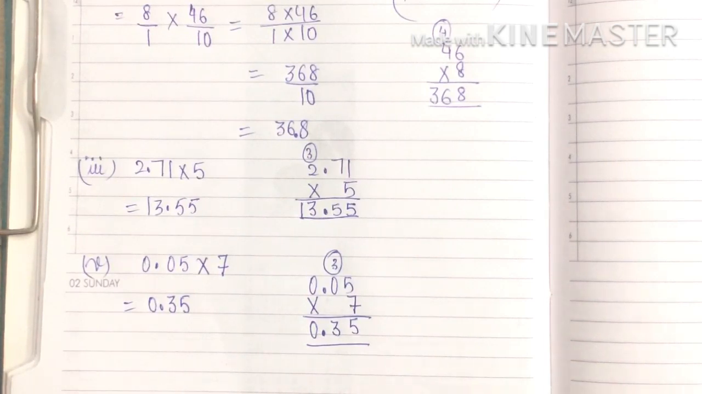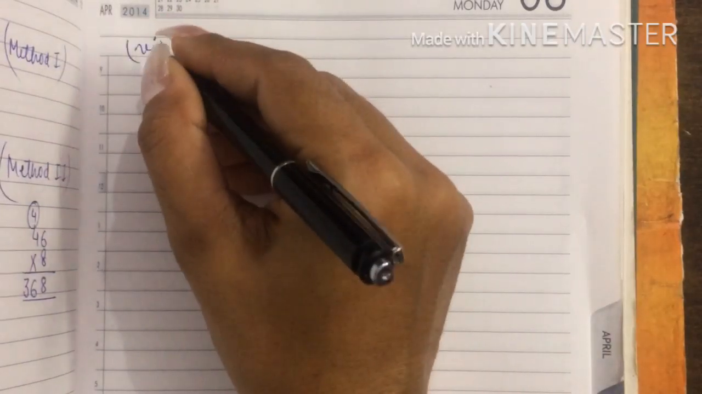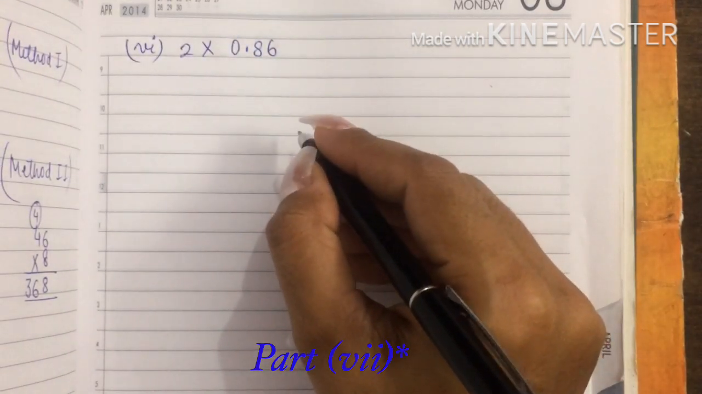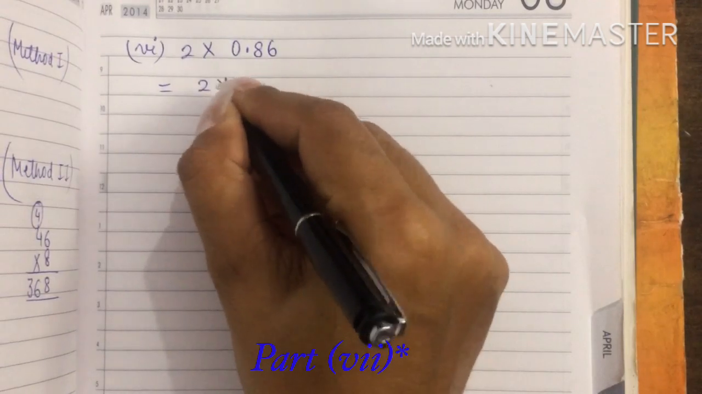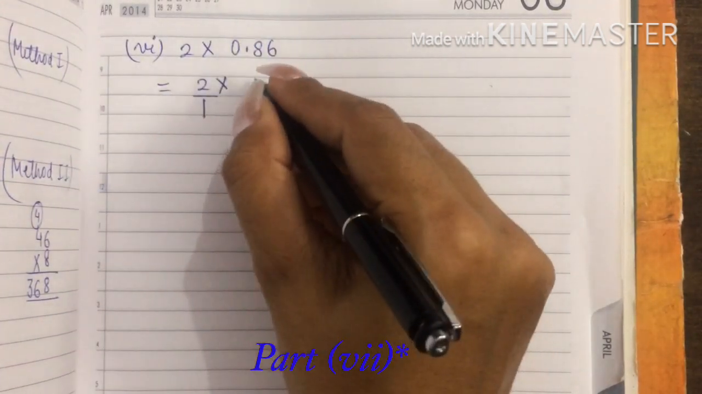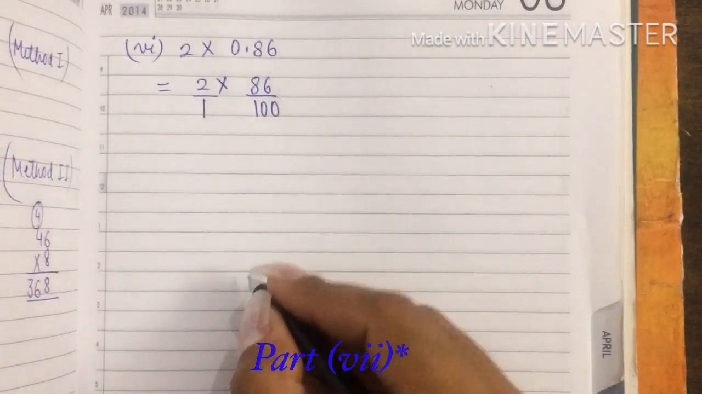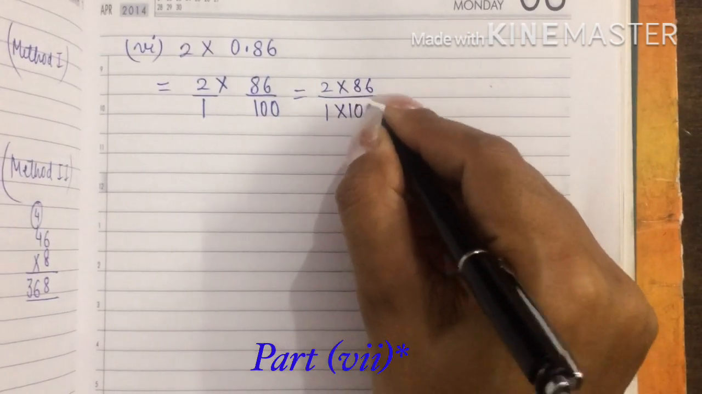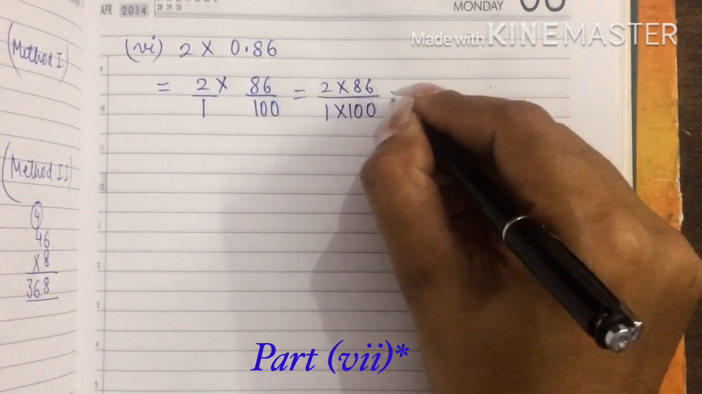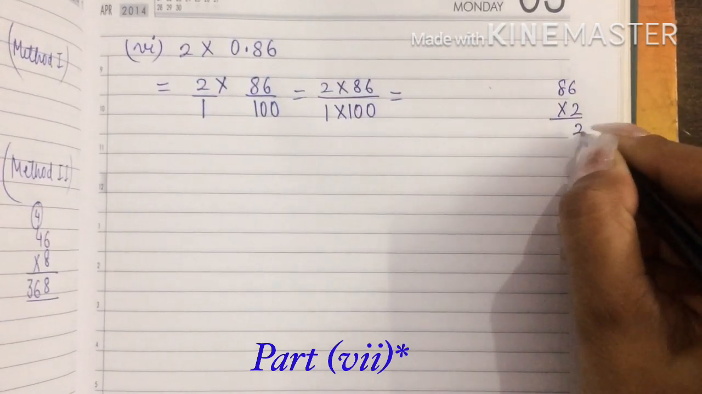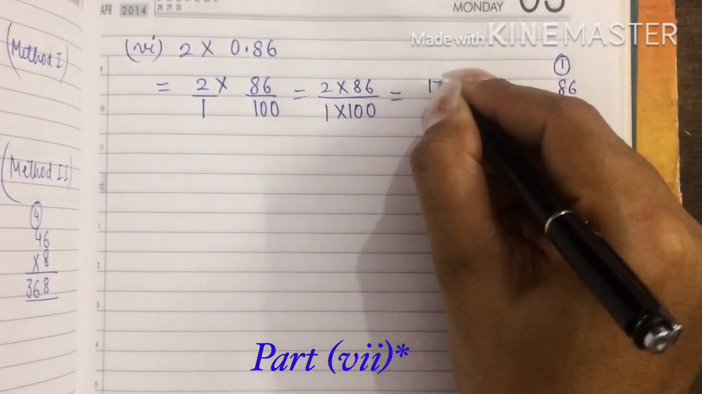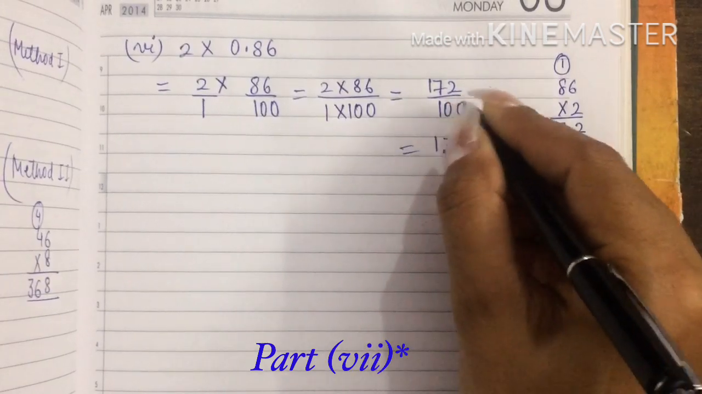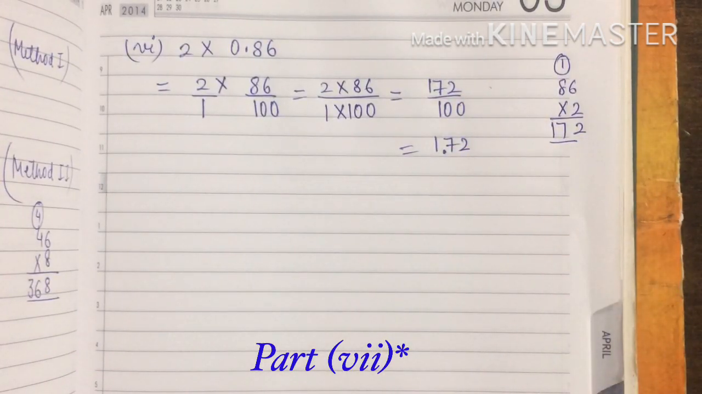Let's do one more part. Sixth part, 2 multiplied by 0.86. Let's use second method in this one. 2 can be written as 2 over 1. 0.86 can be written as 86 over 100. So 2 into 86 will be multiplied in the numerator. 1 and 100 will be multiplied in the denominator. So 86 multiplied by 2 becomes 172. In the denominator I have 100. Now I will put the point back. 2 zeros, count 2 digits from the right side and put the point back.